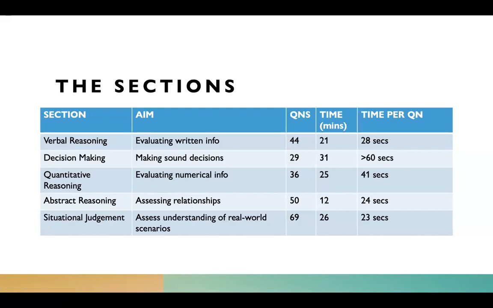Abstract reasoning, so this is essentially the non-verbal reasoning section of your UCAT. So again, if people have done 11 or 12 plus, you might know what non-verbal reasoning is, where you get given loads of different shapes and you have to find the common pattern and then predict what the next shape will look like or something like that. So essentially that's what it is.